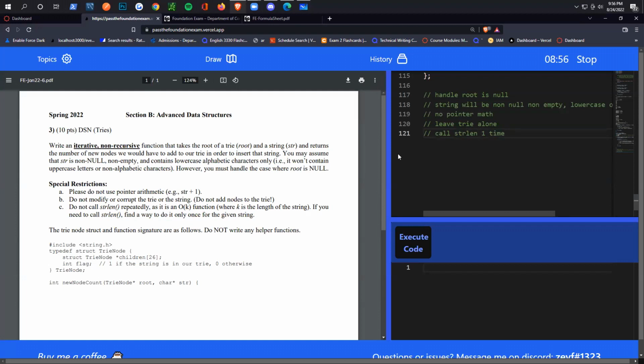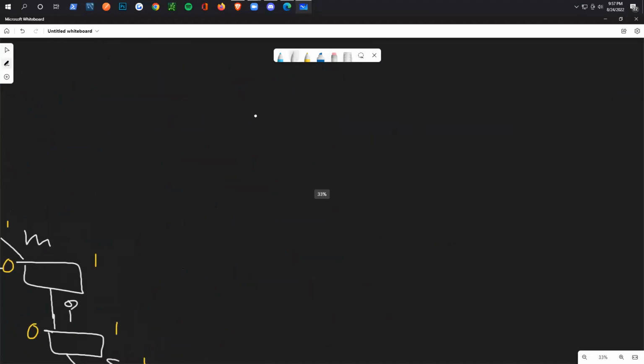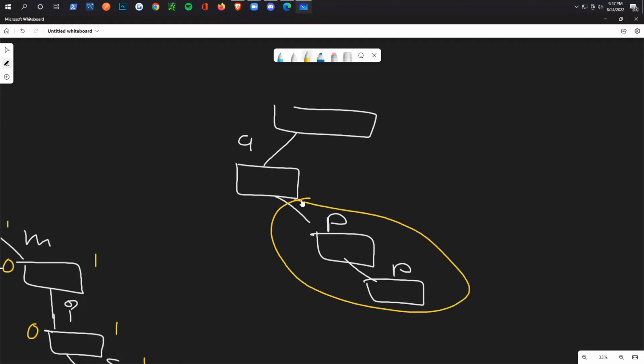Okay, so we're trying to figure out how many new letters and nodes we're going to have to add in if we add a certain word. So let's think about a certain trie. Say we have the word A, so we just have A. If we want to add the word app, we already had this right here, but what we ended up adding was this whole thing right here. So we would have had to add 1 and then 2 nodes.